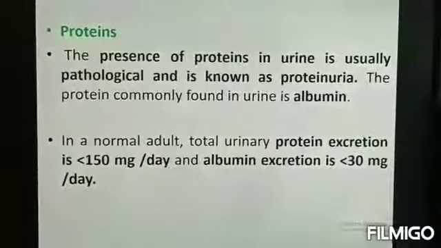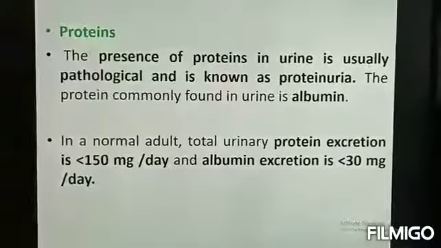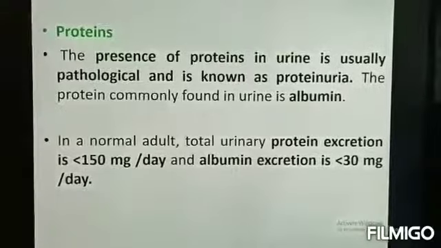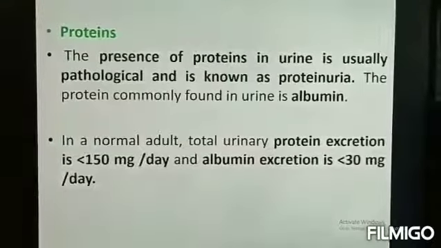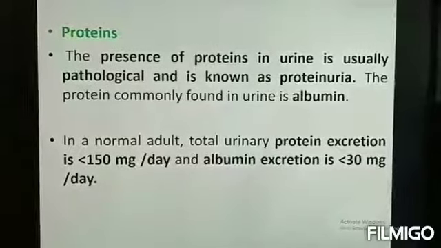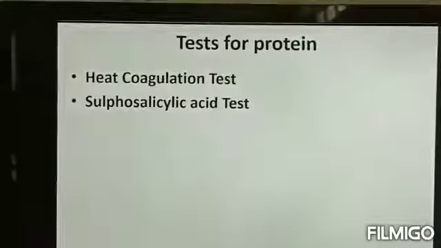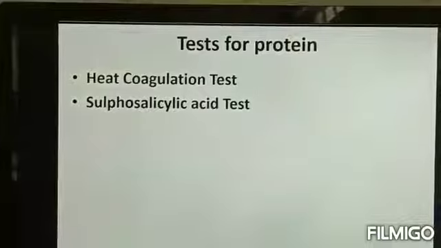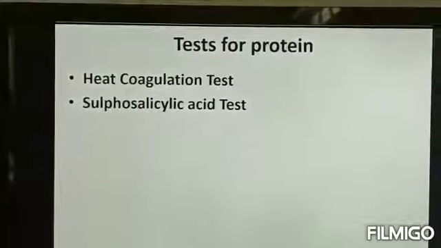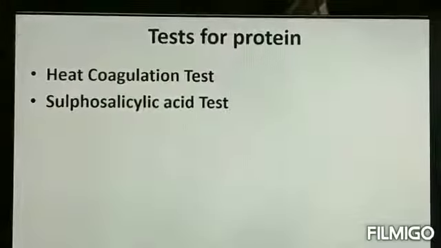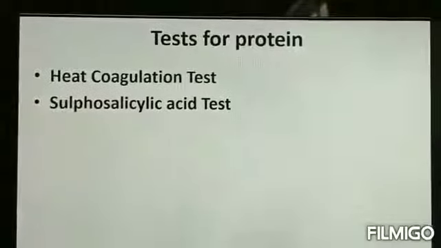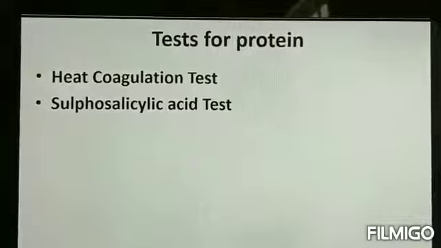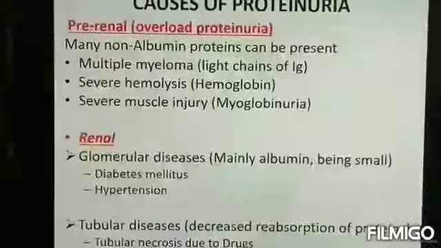In a normal adult, total urinary protein excretion is less than 150 mg per day and albumin excretion is less than 30 mg per day. Tests for proteins are the heat coagulation test and the sulfosalicylic acid test. Both tests were performed previously in the qualitative estimation of protein. How to perform these tests will be explained in the next video.